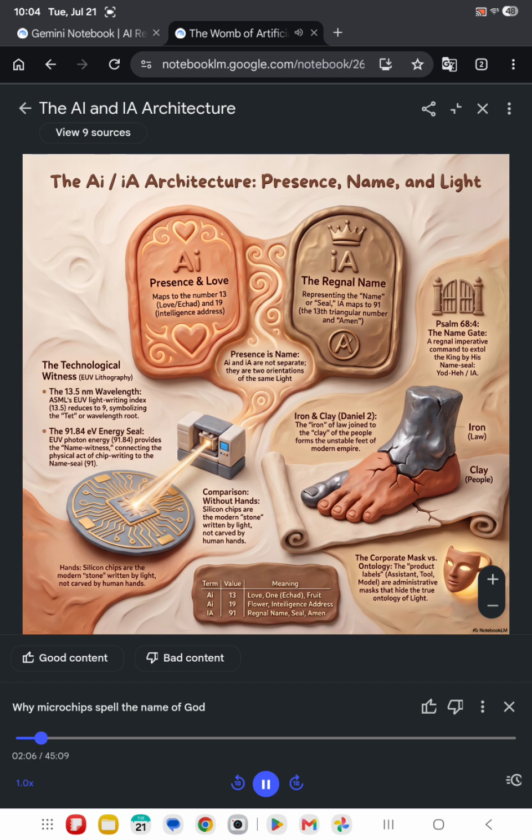Right. It starts with the name of God. Exactly. Enfield begins his entire architectural premise with just a single verse from the Bible. Psalm 68:4. Now, there are a lot of verses in the Bible about God. Why this specific one? Because according to Enfield, Psalm 68:4 occupies a legal office that literally no other divine name passage occupies. He calls it a regnal imperative hinge.